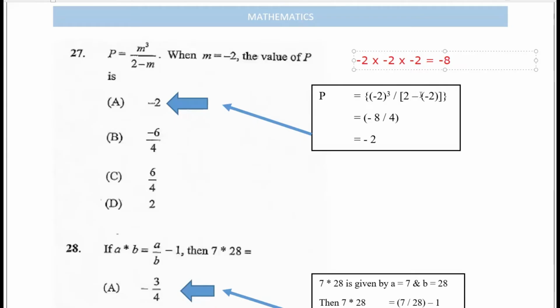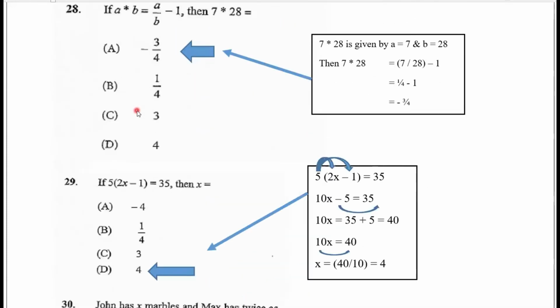We're down here, 2 minus minus 2. Minus by minus is a plus. 2 add 2 is 4. So you get 4. So minus 8 divided by 4 will be what? 4 into 8 is 2 with your minus sign to give you minus 2. That's A. A is the answer there.